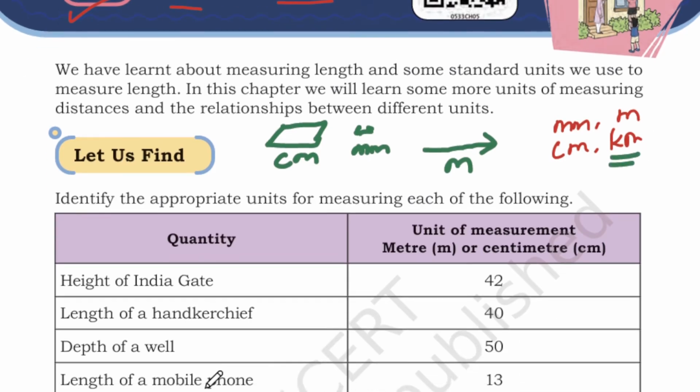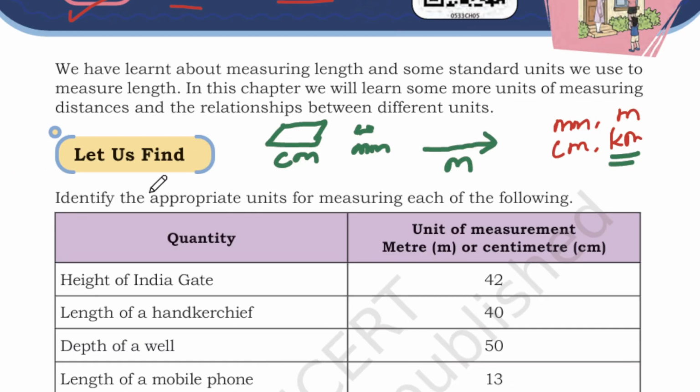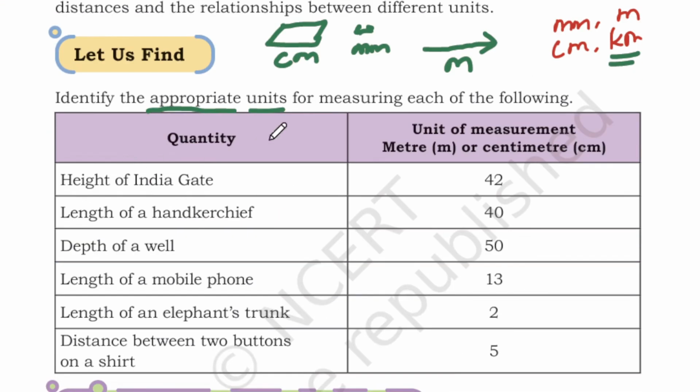Okay, so let us identify the appropriate units of measuring each of the following. Quantity and unit of measurement: meter or centimeter. We have to validate whether it is meter or centimeter. Height of the India Gate: obviously it is not in centimeter, it is in meter. Centimeters are for smaller ones.